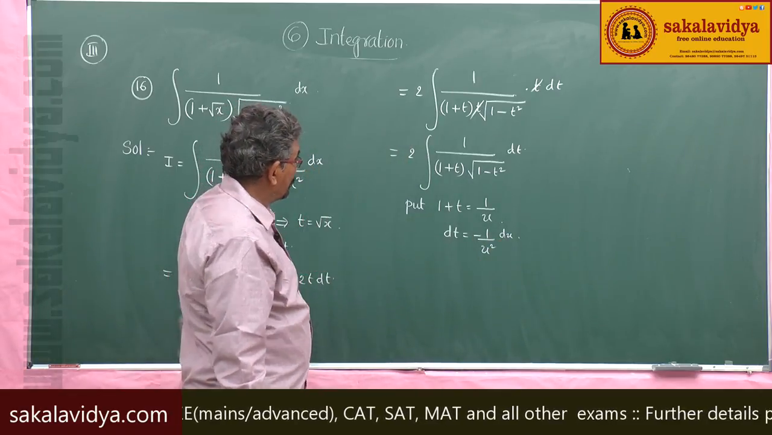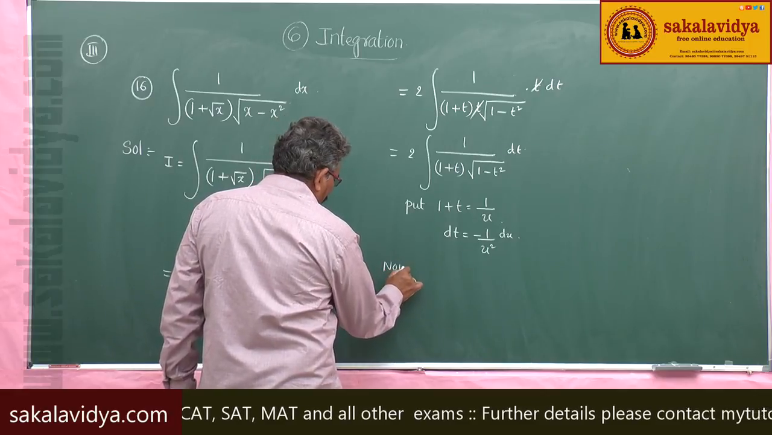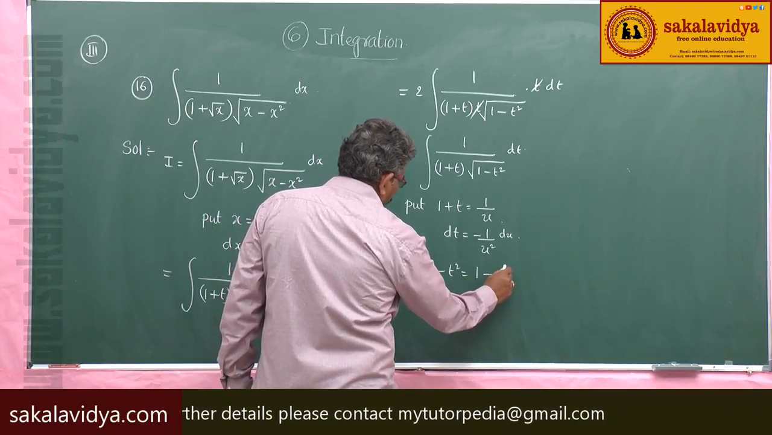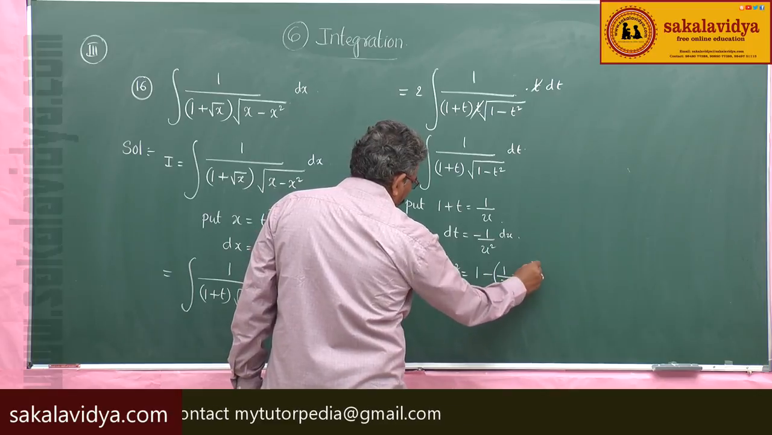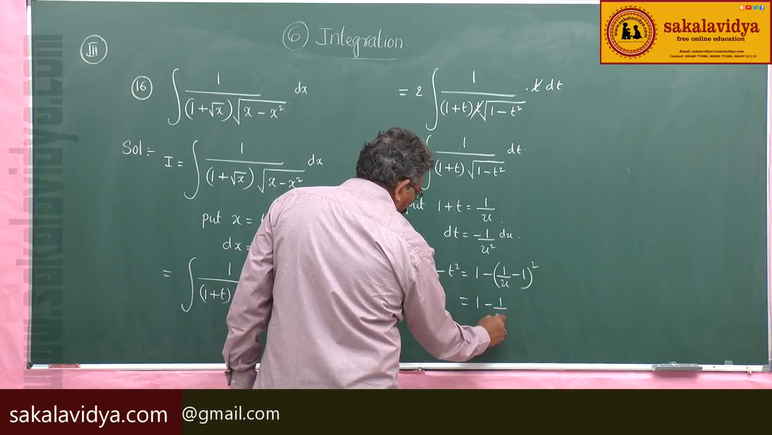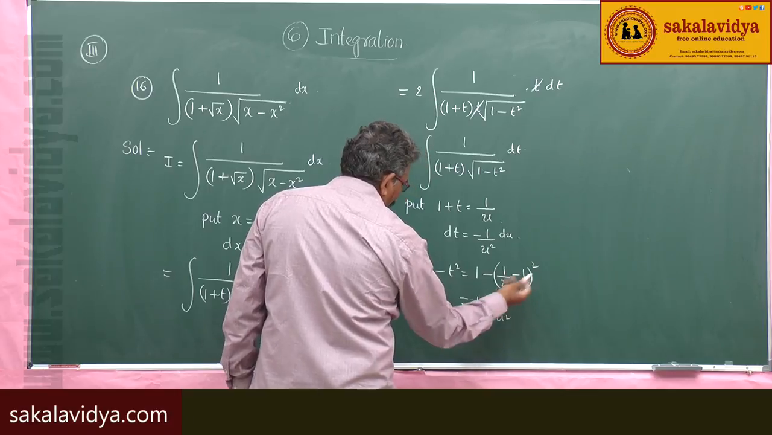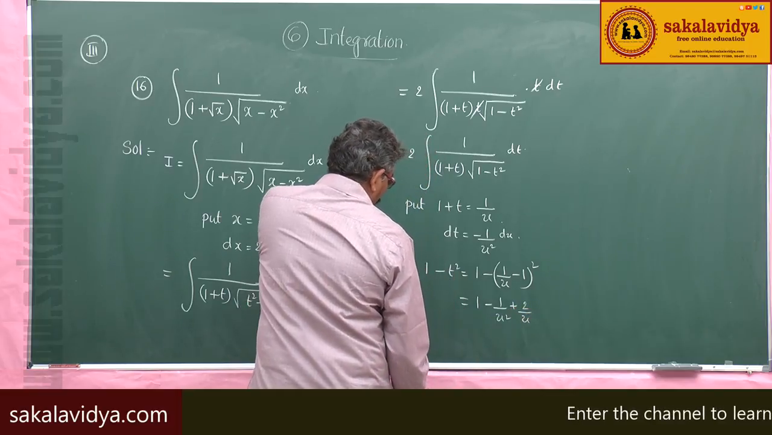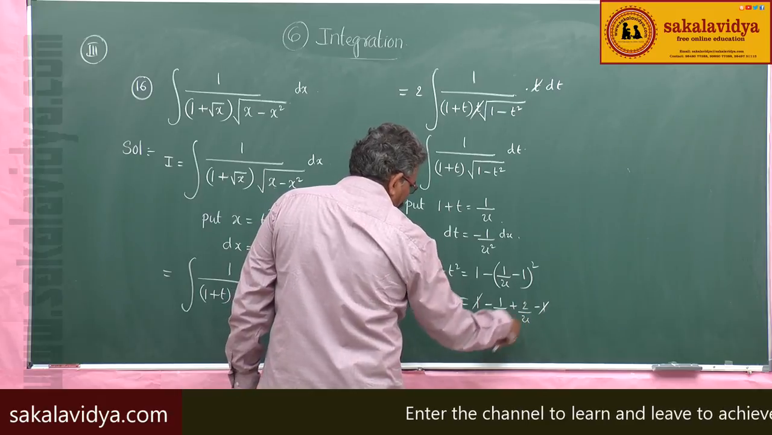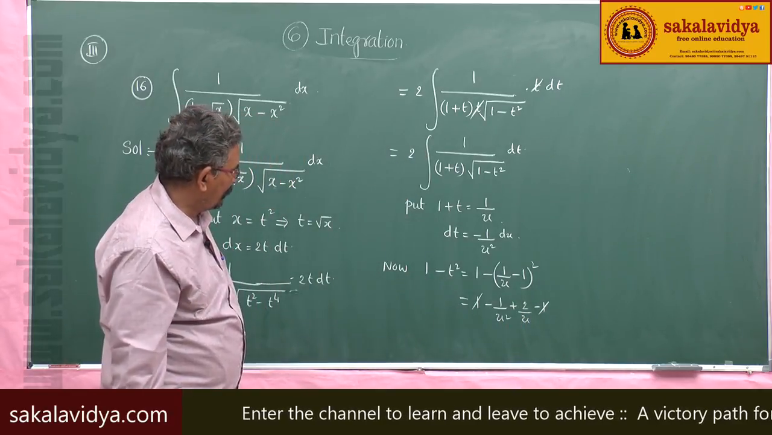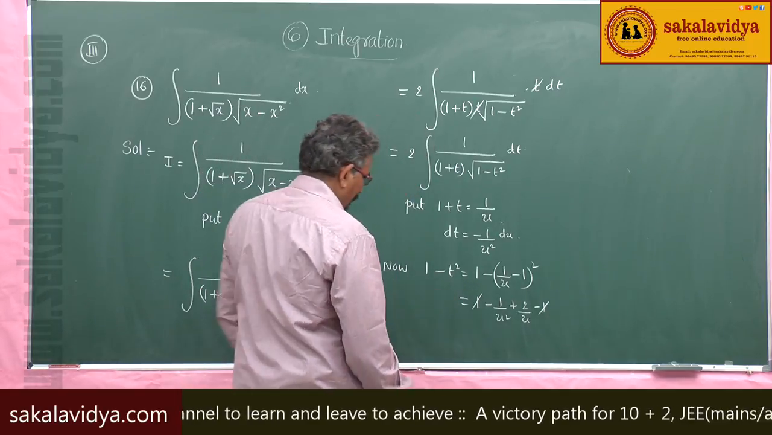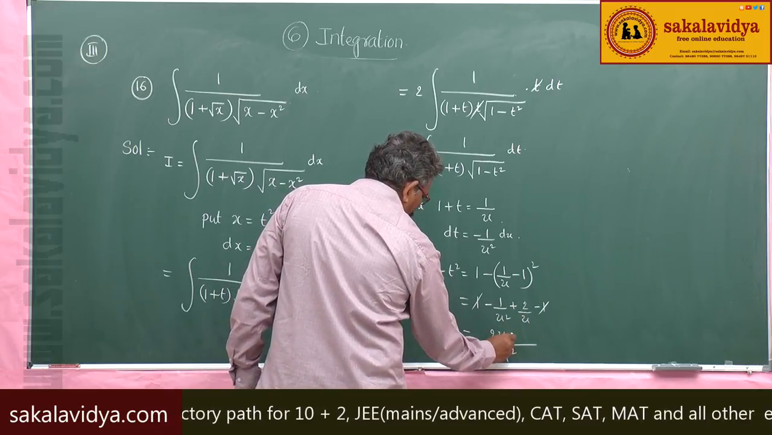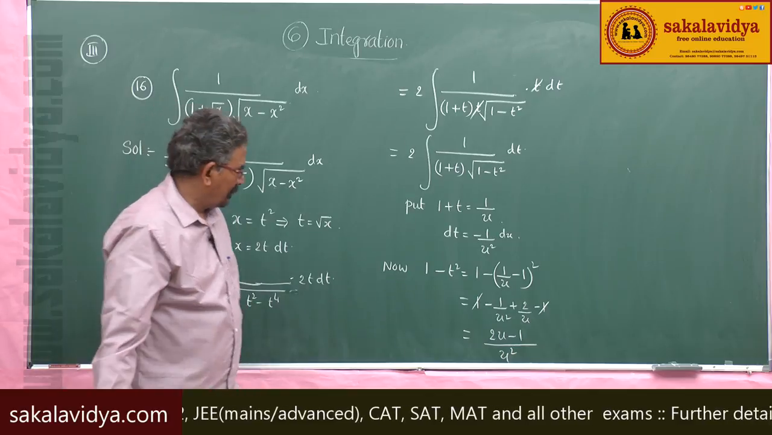So now let us find out the 1 minus t square value here. 1 minus t square means 1 minus (1 by u minus 1) whole square. This is 1 minus (1 by u square, plus 2 by u, and minus 1). So both cancel. Now here we can write u square as the LCM: (2u minus 1) by u square. This is 1 minus t square.